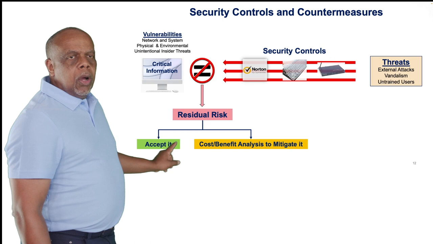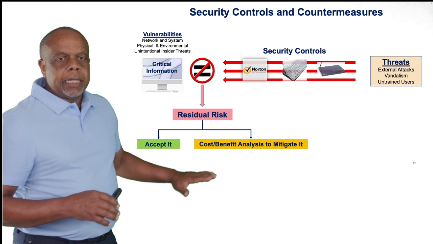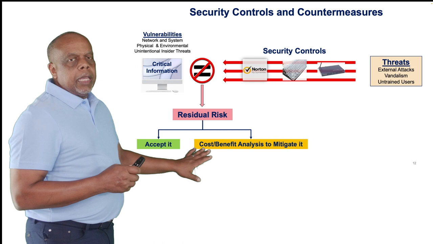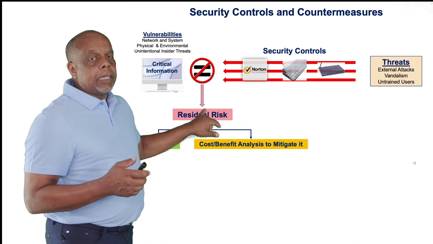Or do we do a trade study or cost benefit analysis to see what it would take to mitigate this risk? Because the thing you don't want to do is spend $50 protecting a $5 asset. So many times we can accept this level of risk as opposed to spending additional dollars to try to close the gap. Or it may be that, hey, this is so important. Yes, we need to do that.